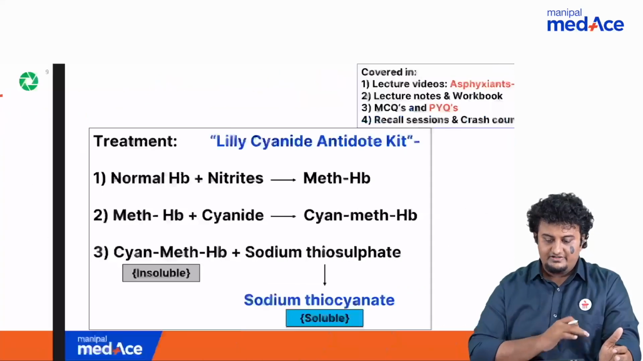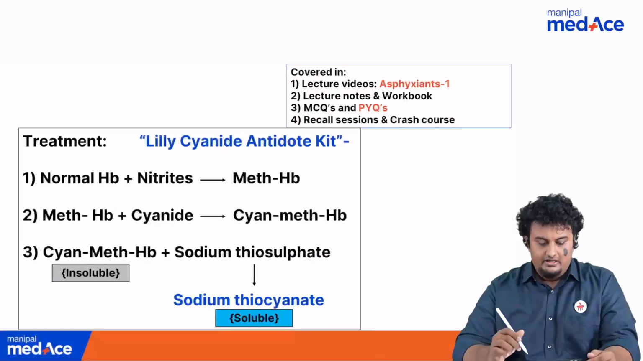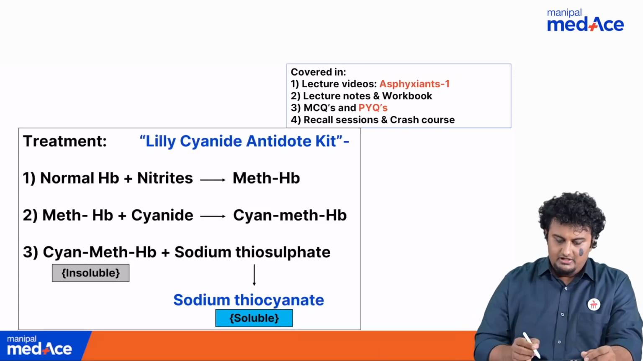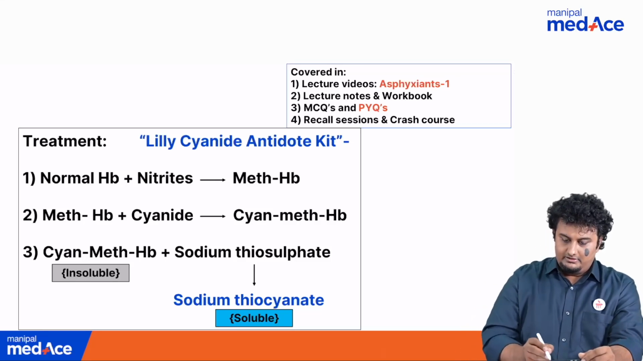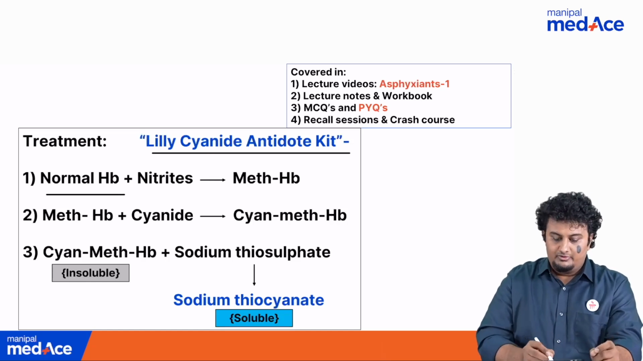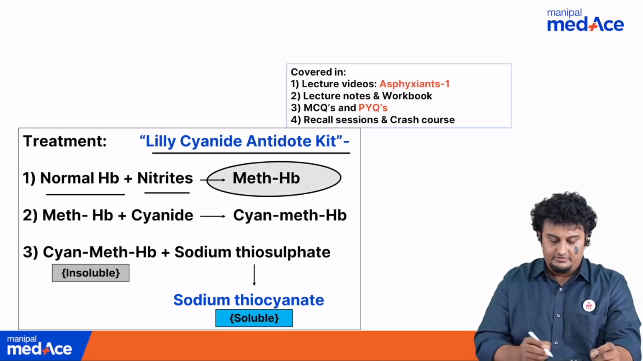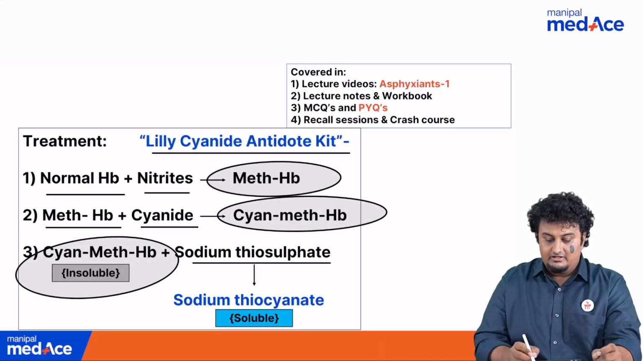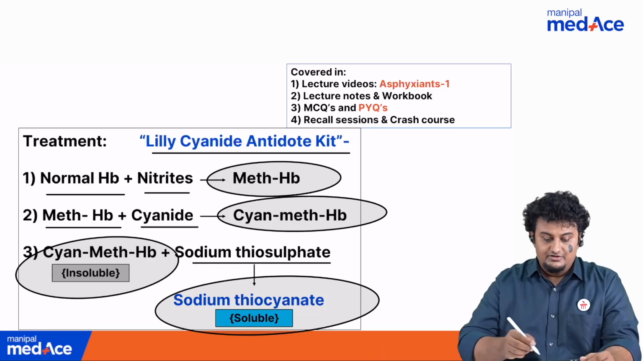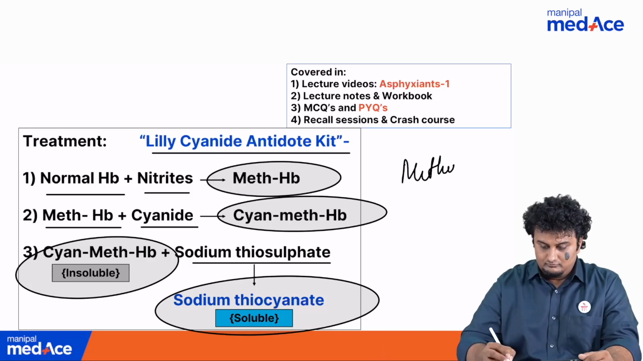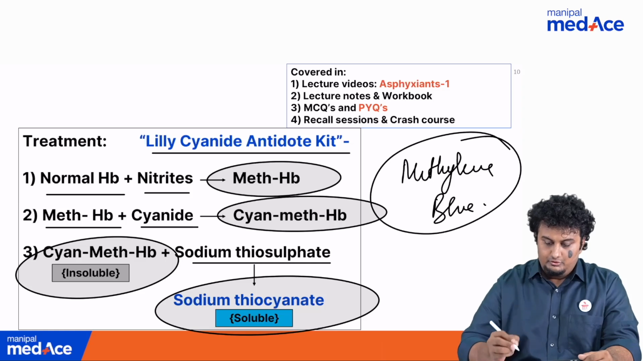Now this is also a very straightforward question. You should not waste time. You can just look through this once again. It's basically what I just described, but note over here that when you use the Eli Lilly cyanide antidote kit, normal hemoglobin with nitrites will give you methemoglobin, right? This methemoglobin with cyanide will give you cyanmethemoglobin, and then with cyanmethemoglobin and thiosulfate, you'll get sodium thiocyanate. So basically, even if you were to give methylene blue, you would be able to treat it.